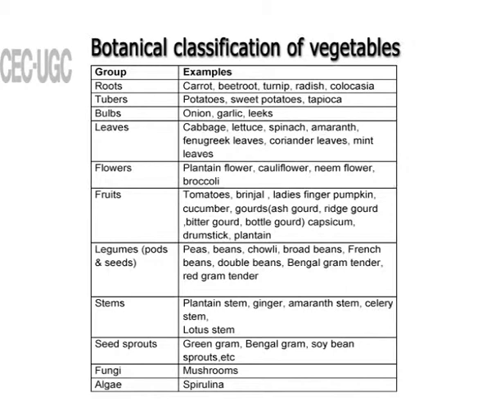Now, under stems we have plantain stem, ginger, amaranth stem, tender amaranth stem, celery and lotus stem. Now, seeds, mostly as you know, when they are sprouted, so seed sprouts are green gram, Bengal gram, any kind of beans which when sprouted are classified as seed sprout vegetables. Now, we have fungi, mushroom is the example, and algae, spirulina is the example.